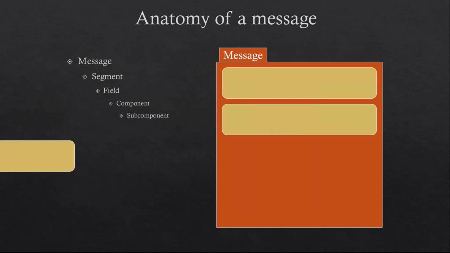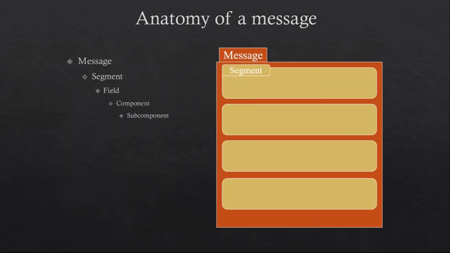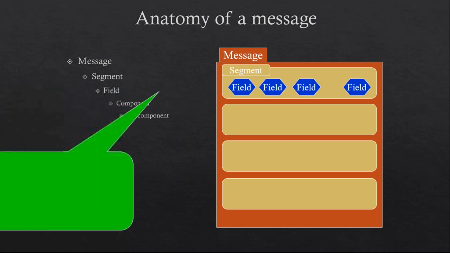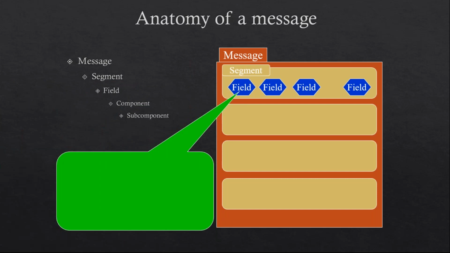So as I said, each shelf represents a segment, and within each segment we had compartments, right? So each compartment is called a field, and in each field we store one type of data element. For example, field number 1 will have patient name, field number 2 will have patient address, field number 3 will have patient phone number, and so on.